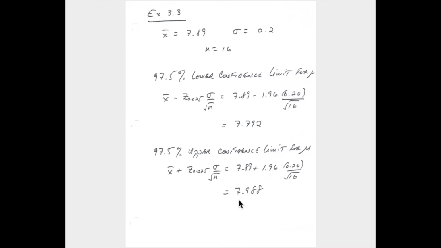And so the interpretation of that endpoint alone would be that we are 97.5% confident that the average weight of peanuts being dispensed by the machine is less than or equal to 7.988 ounces. So that's the interpretation of that endpoint. We are 97.5% confident that the mean or average weight of peanuts being dispensed by the machine is less than or equal to 7.988 ounces.